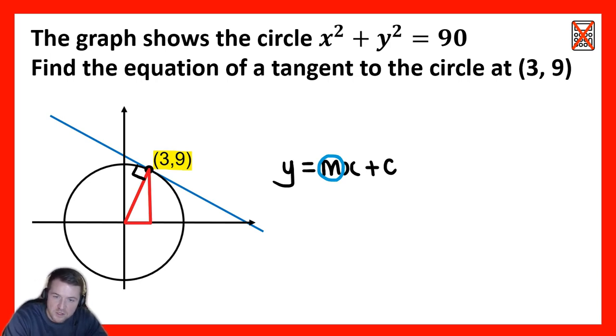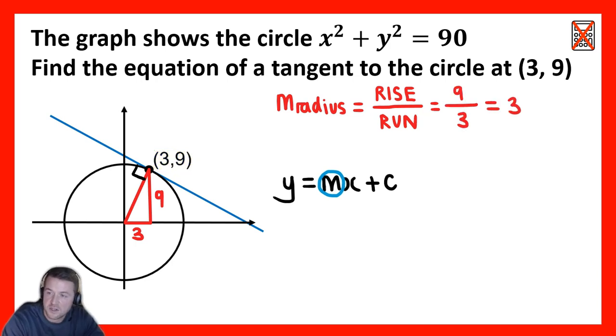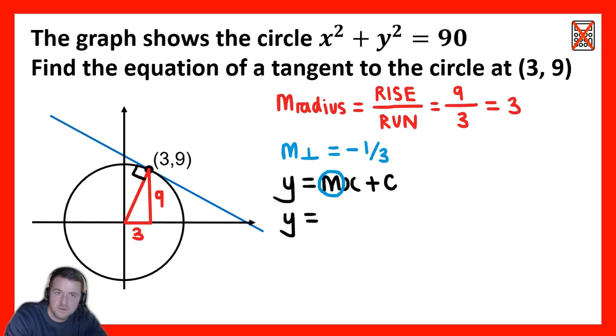By looking at my rise over run from the origin, we've gone positive 3 in the x direction and positive 9 in the y direction. Therefore the gradient of my radius is equal to the rise over run, 9 over 3, which is 3. Since I know the radius and the tangent are perpendicular, I can use the gradient of the radius and my negative reciprocal to find the gradient of the tangent. So flip the fraction upside down to become 1 over 3 and change the sign from positive to negative. Therefore the equation of the tangent must be y equals negative a third of x plus c.